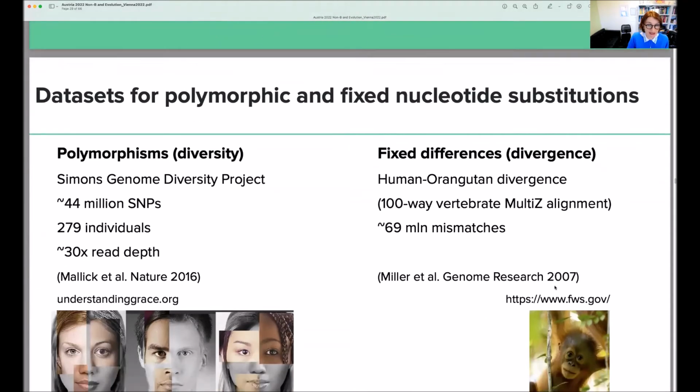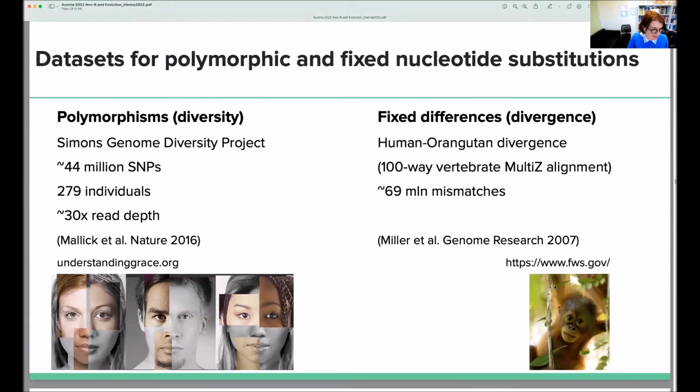So for this, we used some other data sets, and we used the polymorphism data for humans from the Simons Genome Diversity Project. So this included 44 million SNPs from 279 individuals. This was sequenced at 30x read depth. And we also used the divergence, or fixed differences. Divergence was from human-orangutan comparisons. So this included 69 million mismatches between human and orangutan.